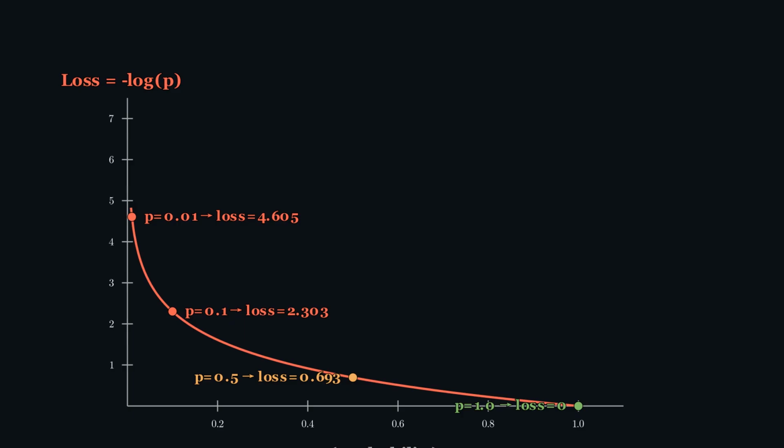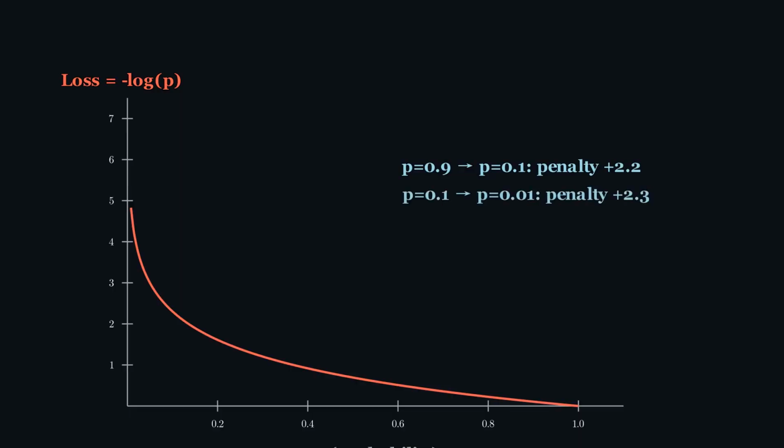This creates two zones. A safe green zone where p is above 0.5, and a red danger zone where p is below 0.1. And here's a remarkable pattern. Going from 0.9 to 0.1 adds about 2.2 in penalty. Going from 0.1 to 0.01 adds about 2.3. On a log scale, every 10-fold decrease in probability adds the same fixed penalty.